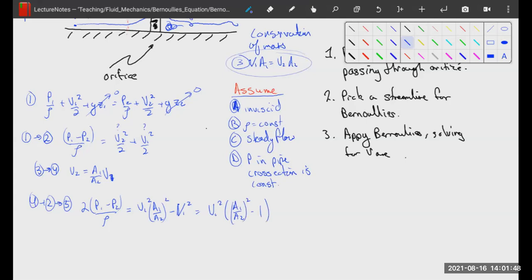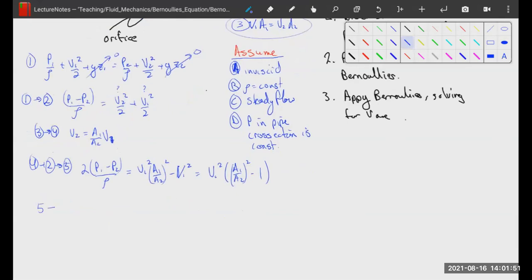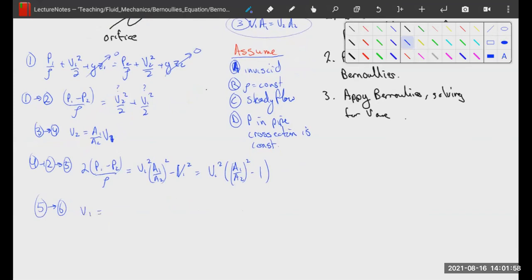And then 5 to 6, to simplify it a little bit farther, we're a little bit familiar with this now because we've done this problem earlier twice. Our V1 is going to be equal to the square root of 2 times P1 minus P2 divided by rho times 1 over A1 over A2 squared minus 1. Okay. So provided we know these two areas and we can measure this difference in pressure here, and we know the density of our fluid, we can actually calculate the velocity of our fluid.